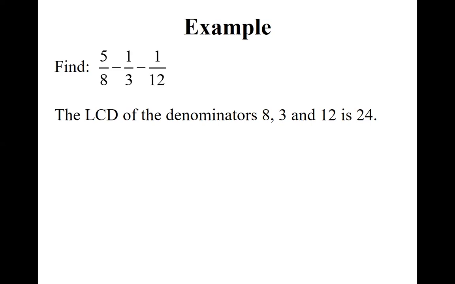Or you can take your prime factorizations. 8 is 2 times 2 times 2. 3 is 3. 12 is 2 times 2 times 3. The most number of 2's we have is 3. The most number of 3's we have is 1. 2 times 2 times 2 times 3 gives us 24.